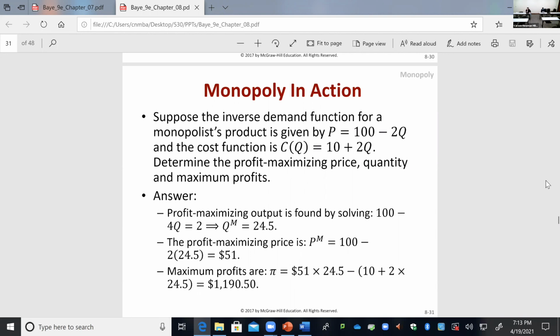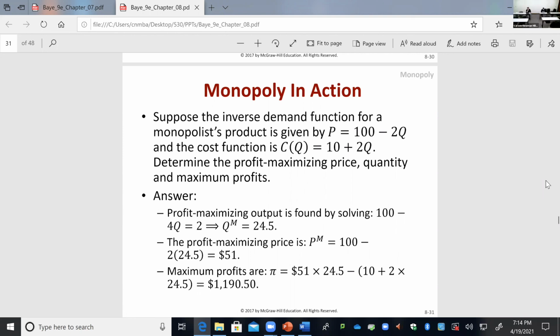How do you make it twice as steep? Here is its slope, right? To make it twice as steep, you make that 2 into a 4. So what is your marginal revenue function? Marginal revenue equals 100 minus 4Q. Okay? That's your marginal revenue, 100 minus 4Q, because that's twice as steep. Why? Because it has twice the slope.